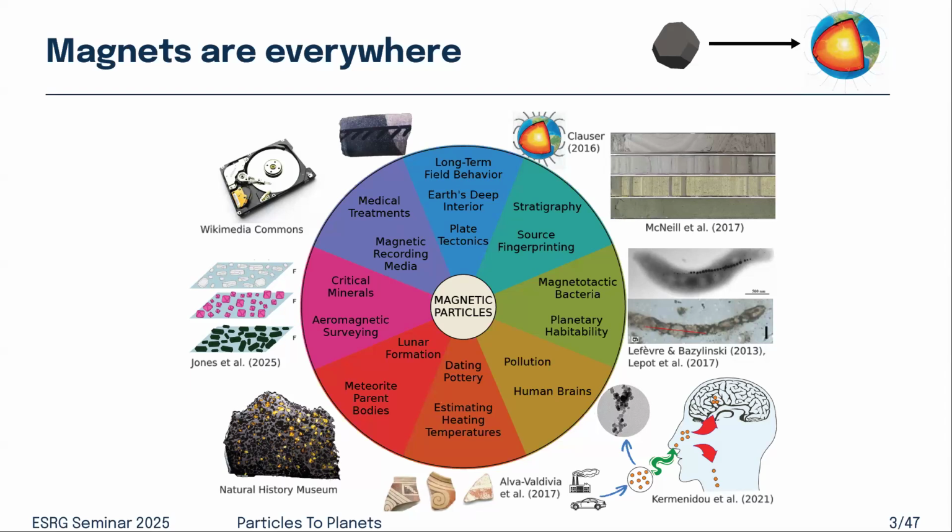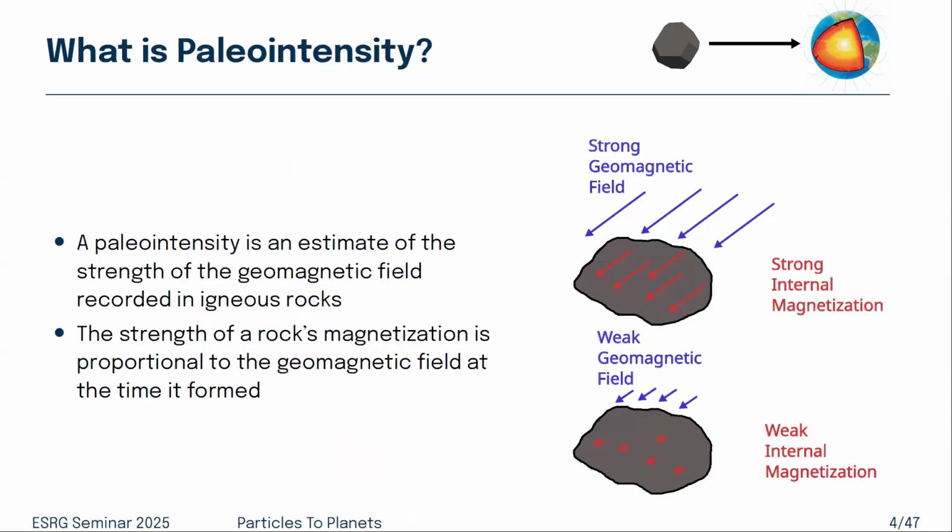But to highlight the need for this, I'm going to pick out a particular application, which is an experiment that we frequently do in the lab here at Liverpool, known as a paleointensity experiment. So what is a paleointensity? Paleointensity is an estimate of Earth's magnetic field strength as recorded in igneous rocks.